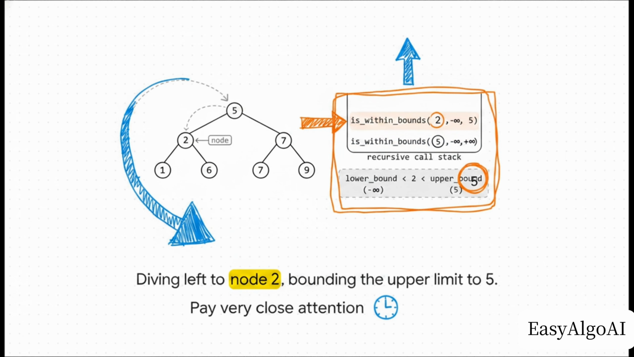So, because node 5 passed, our algorithm dives left. Now, we push the evaluation for node 2 onto the top of the stack. Pay very close attention to what happens to our mathematical boundaries here. The lower bound stays at negative infinity, but look at the upper bound. It gets tightened down to 5, a limit inherited directly from the parent node. Node 2 is safely between negative infinity and 5, so it successfully passes its check too.